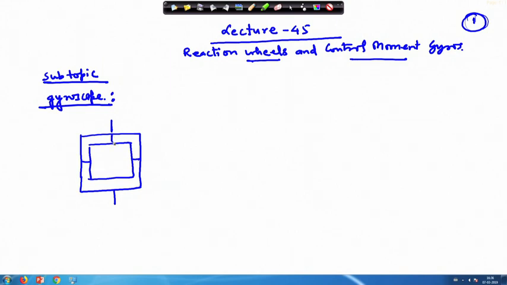And then we have another frame. Then there is a wheel attached to this, and this is also a gimbal. So, these are the gimbal points.